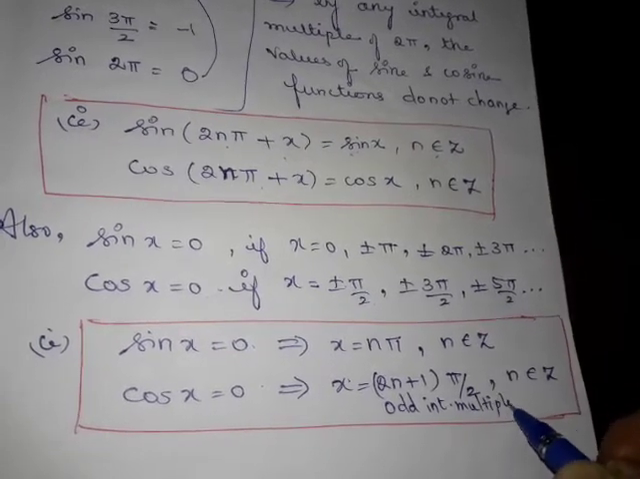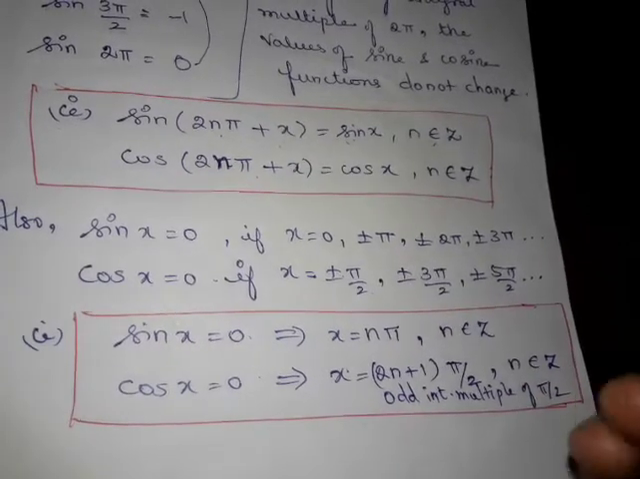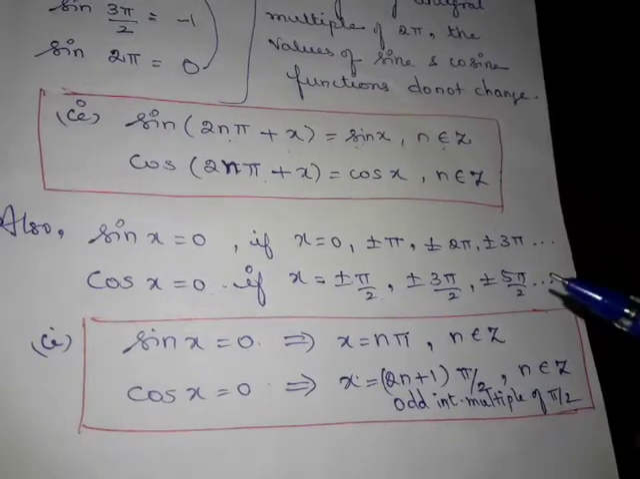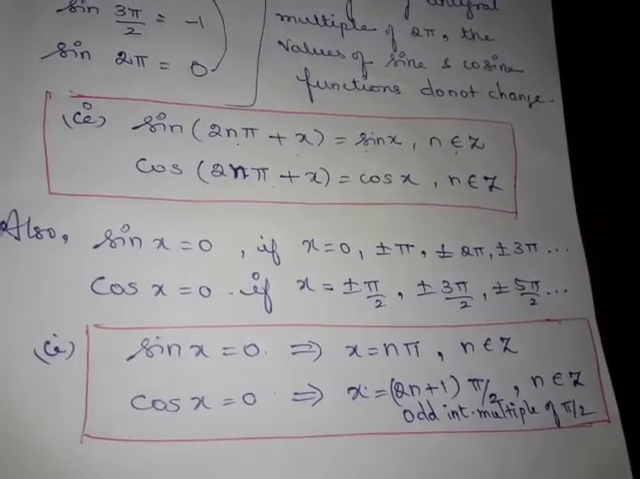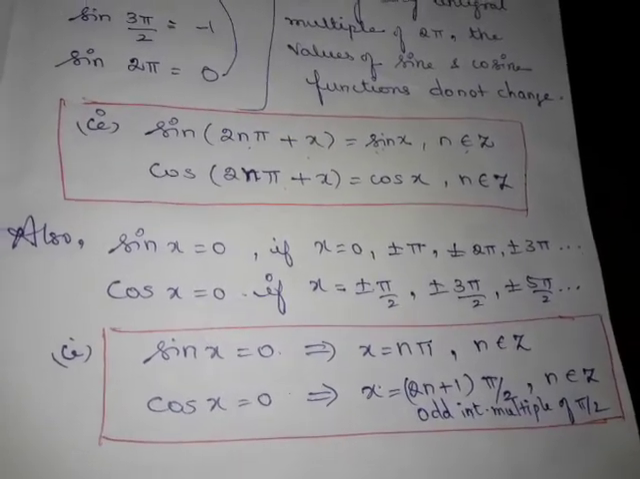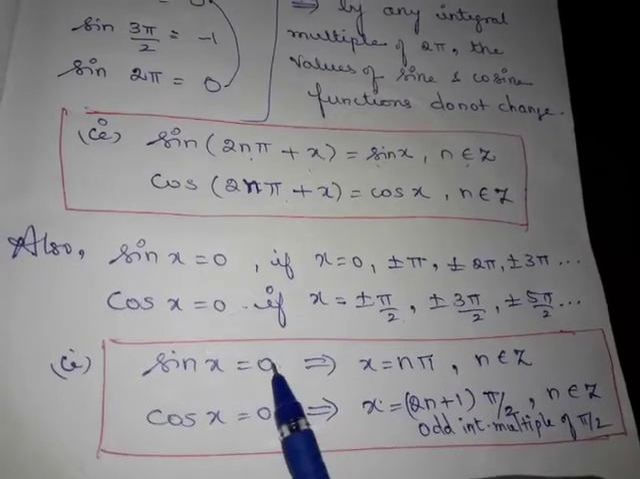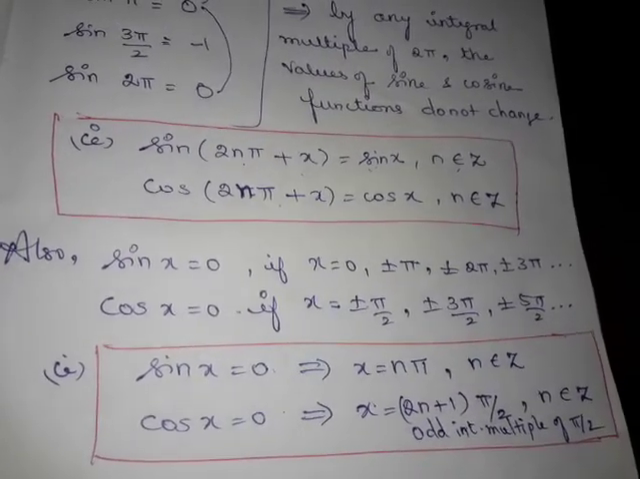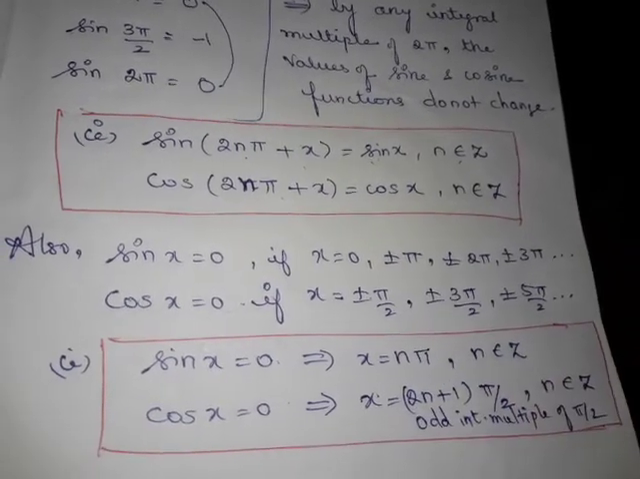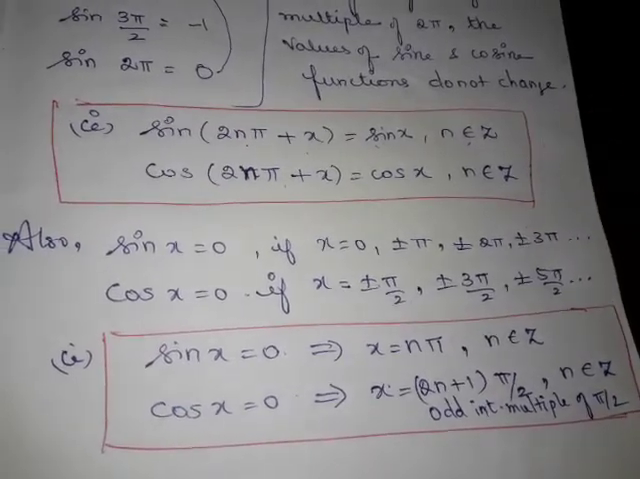of pi by 2. How will we denote an odd number? 2n plus 1. If we say 2n, it is an even number, right? So when will it become odd? When it is 2n plus 1. Likewise only we denote an odd number, right? So it is 2n plus 1 into pi by 2. When it comes to the sin value, when will sin become 0? For all multiples of pi. So it is denoted as n pi. Right? So these two things you have to remember.